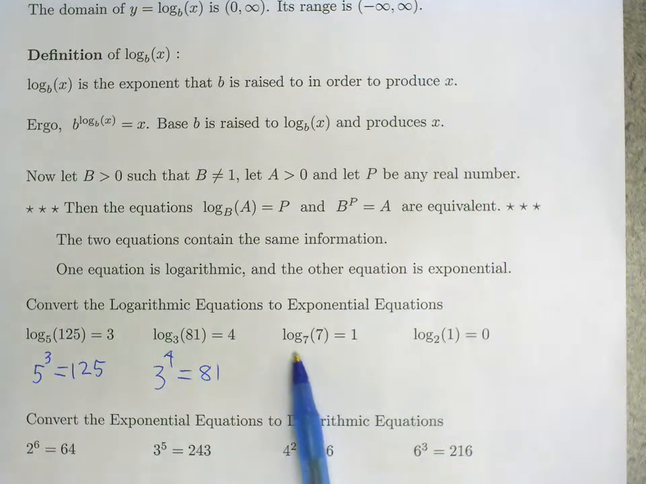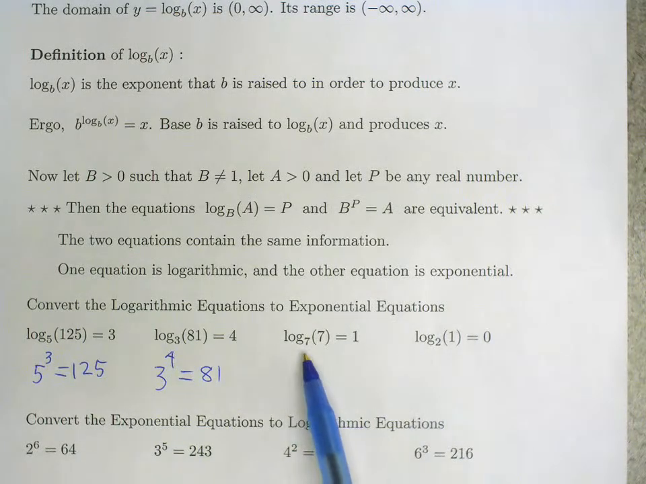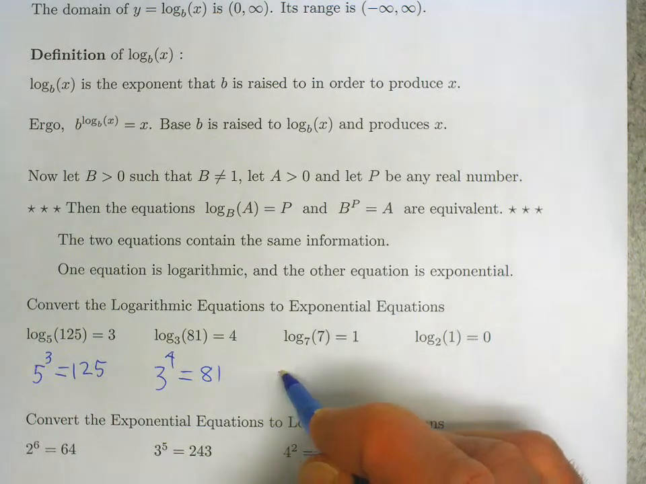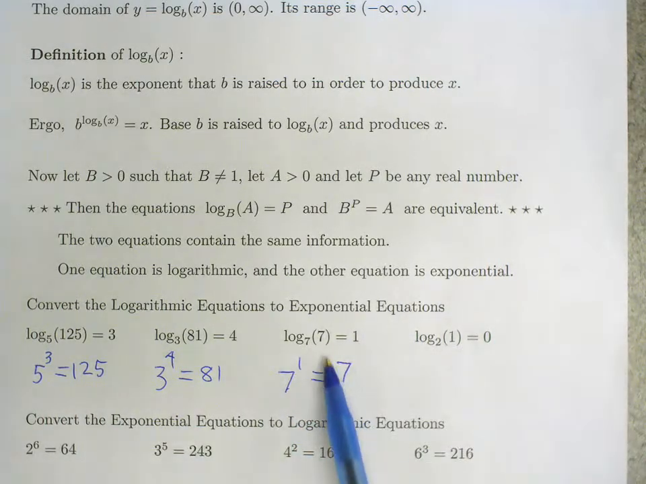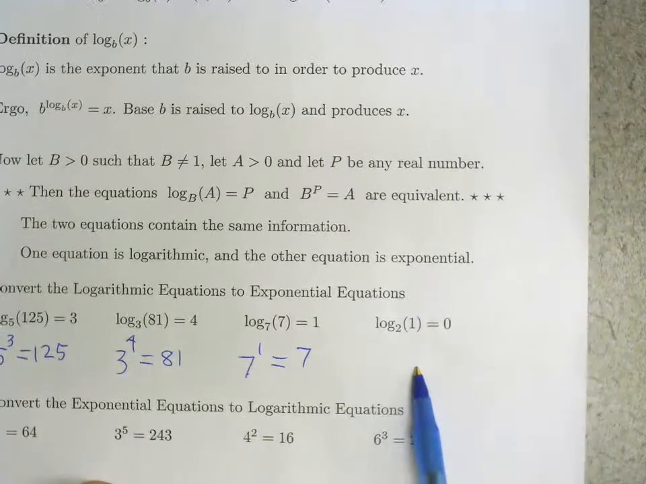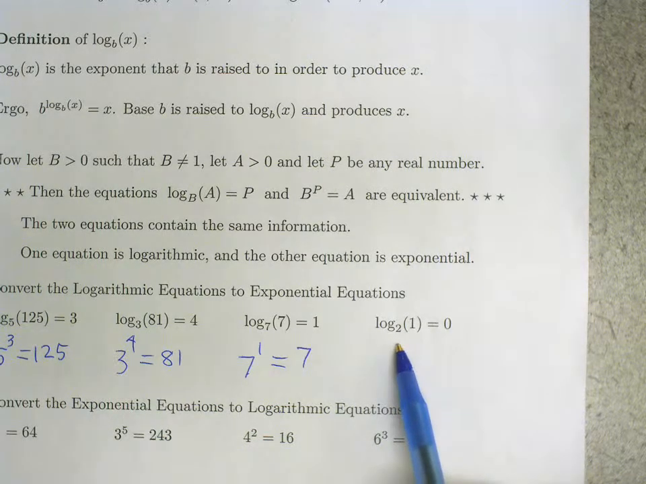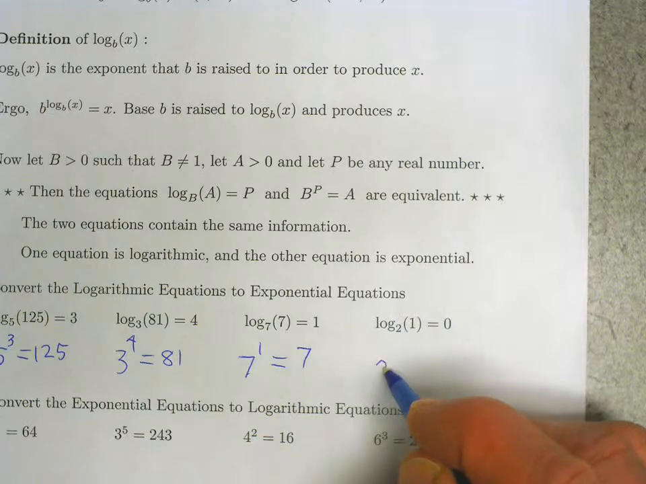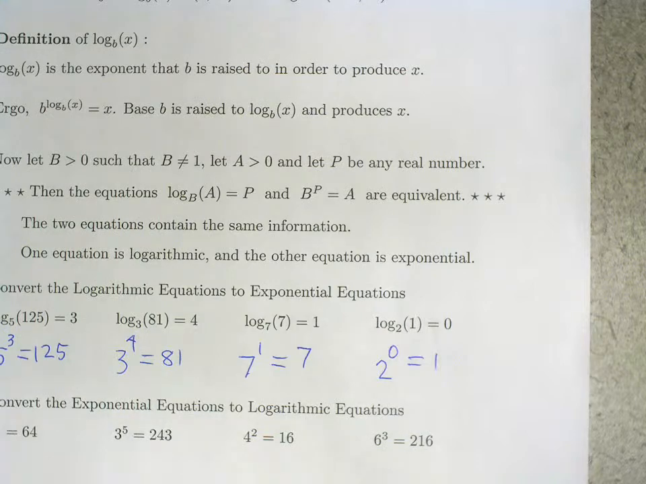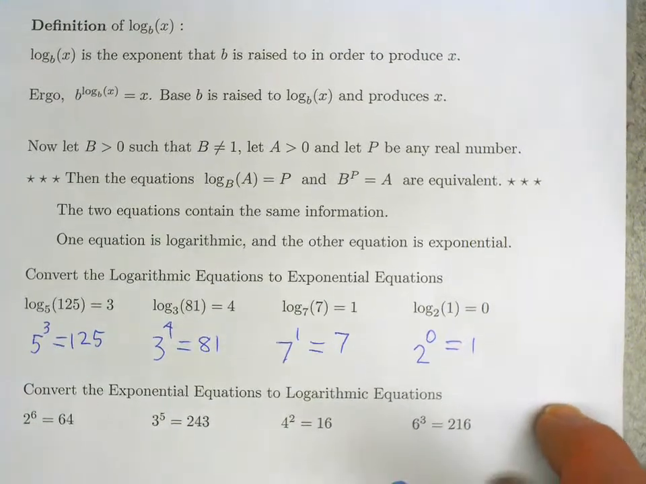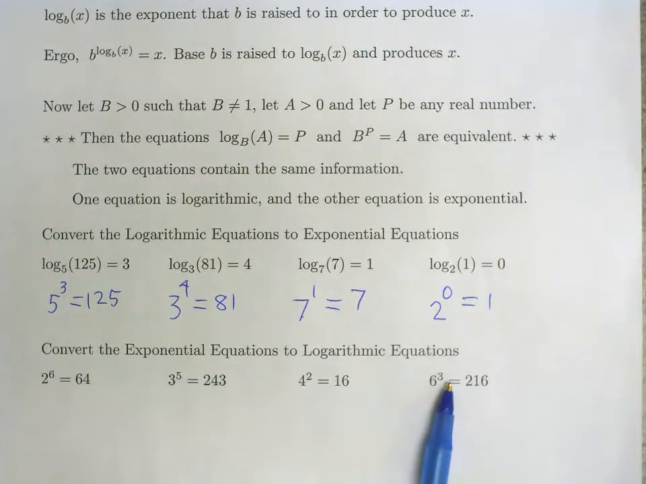In the next example, log base 7 of 7 equals 1. Convert that to an exponential equation. The base number 7 raised to the exponent 1 equals 7. For this one, log base 2 of 1 equals 0. The exponential equation equivalent to that is the base number 2 raised to the exponent 0 equals 1. Okay, now we'll do it in the other direction. We'll convert exponential equations to logarithmic equations.